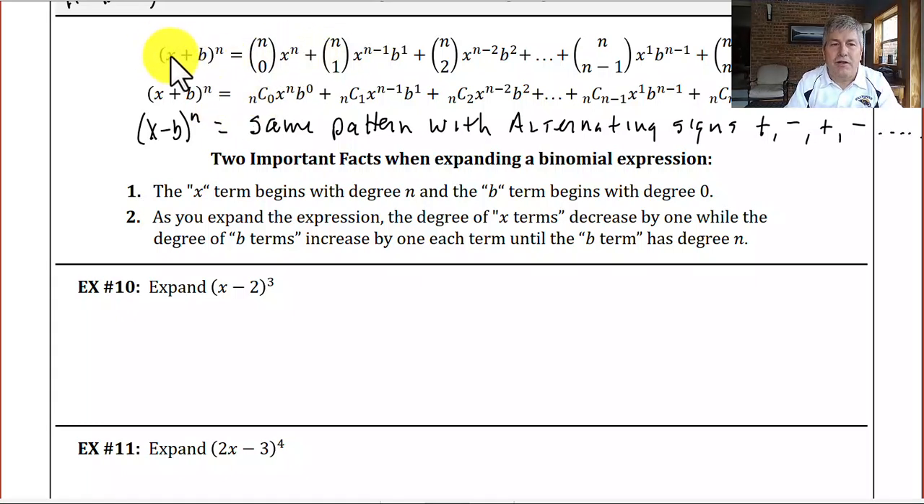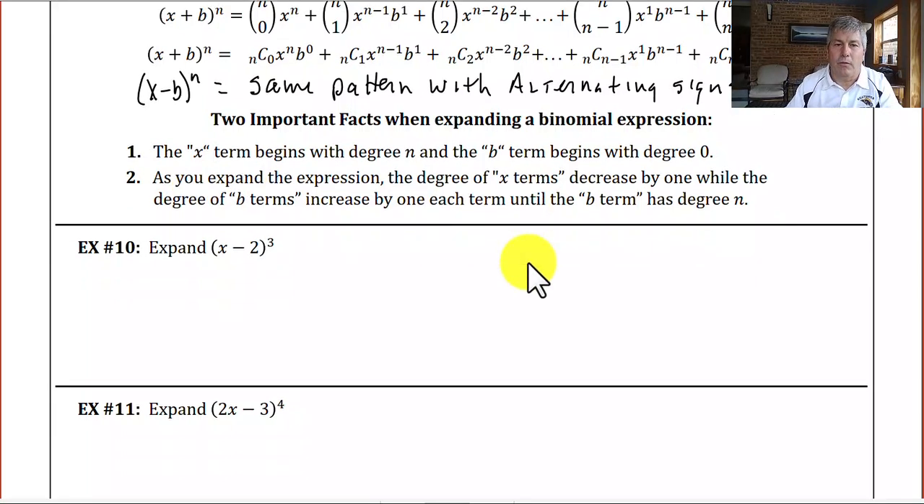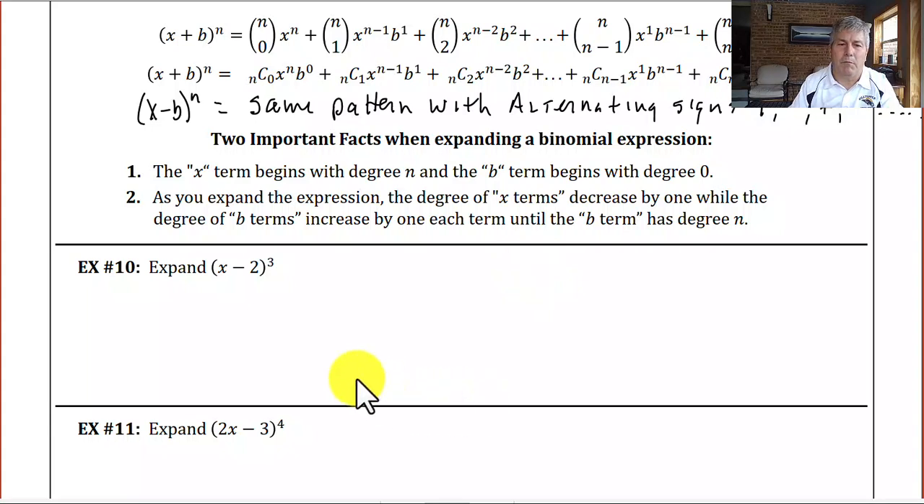Our x degrees will count down. So we'll start with n. If we have x plus b to the 5th, we'll start with x to the 5th, then count down: x to the 4th, x to the 3rd, x to the 2nd, x to the 1st. And for the b term, we'll count up. We'll start at 0: b to the 0, b to the 1st, b to the 2nd, b to the 3rd, b to the 4th, etc. And of course, b to the 0 is 1. So that's what's highlighted in samples 1 and 2, and as we go through this, it will make a little bit more sense.